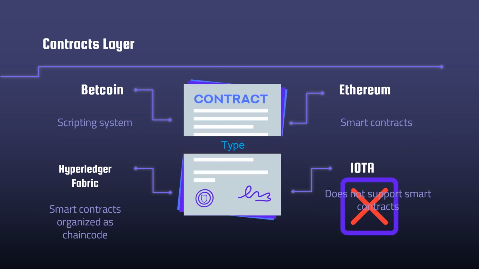We move to the last layer, the contract layer. The type of contract used by Bitcoin is a scripting system. On the other hand, Ethereum contains smart contracts. It's the same in Fabric, but organized as chaincode.